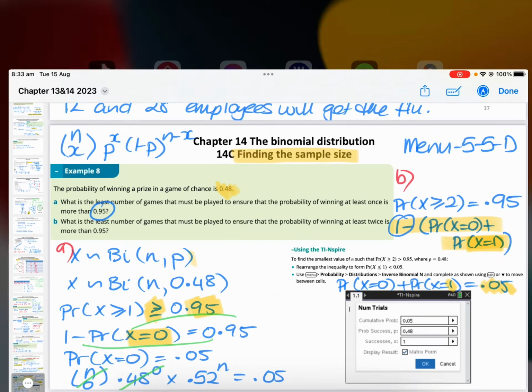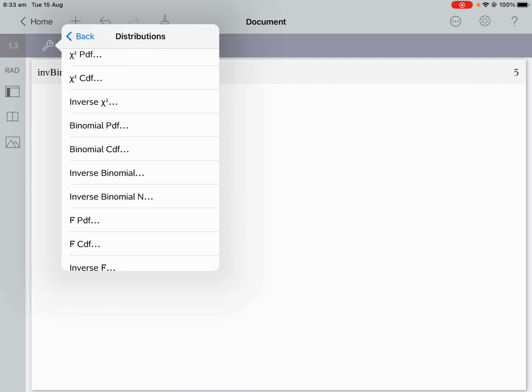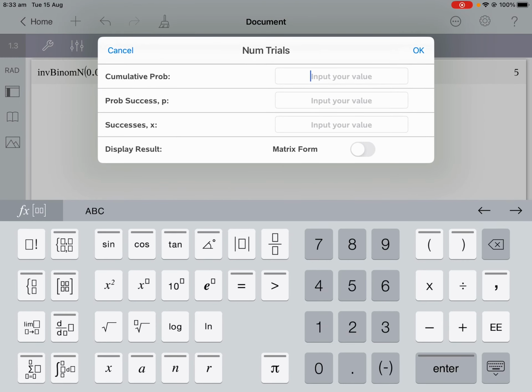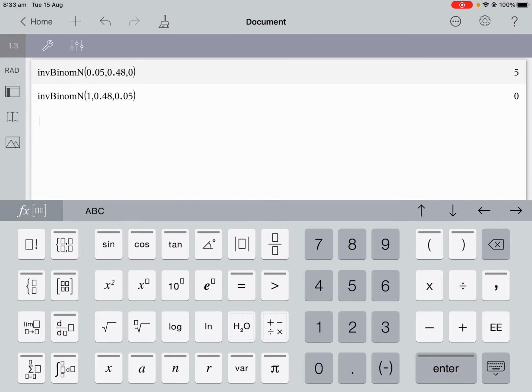So let's do it. Menu 5 5 D. So we'll get to this one. Cumulative probability this time is 1. The probability of success is still 0.48, and the successes is still 0.05. There we go. What did I do wrong? Let's have another go. I've done it the wrong way. I'm not going to re-record this though.